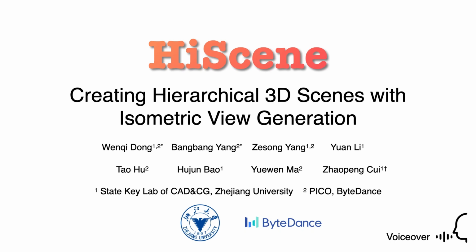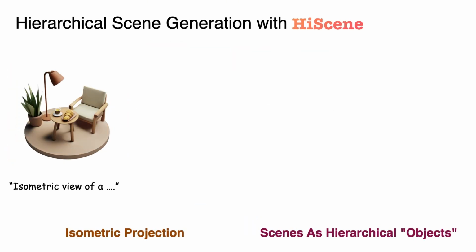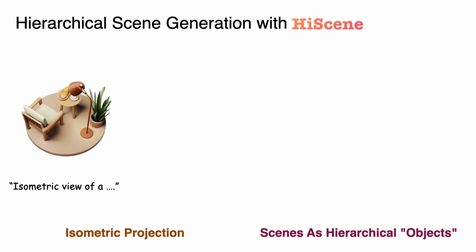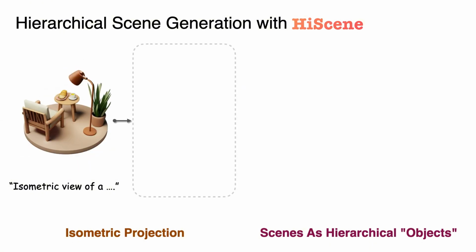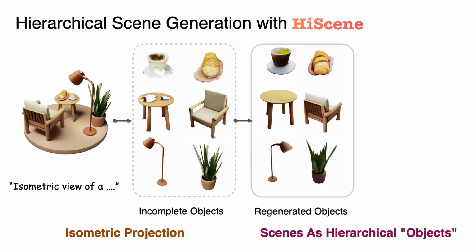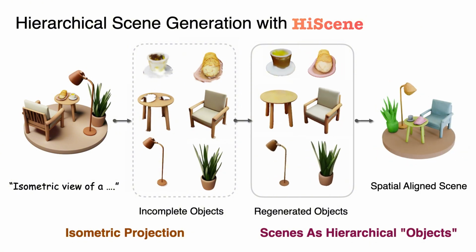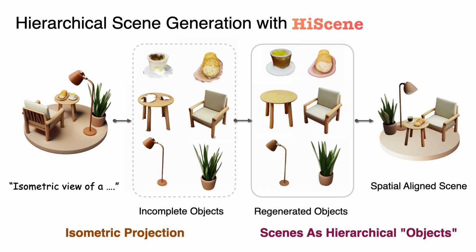In this video, we present our paper, HiScene: Creating Hierarchical 3D Scenes with Isometric View Generation. HiScene aims to generate interactive 3D scenes by treating scenes as hierarchical structures of objects. Our method decouples complex scenes into multiple incomplete objects through hierarchical scene parsing, then regenerates complete objects using a spatially aligned generation method, thereby preserving the scene's 3D layout and supporting the reintegration of regenerated objects back into the original scene.